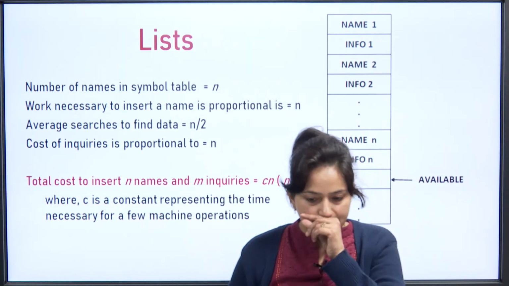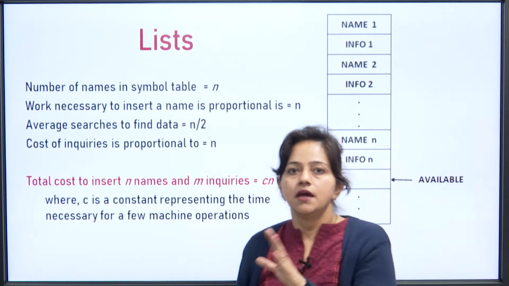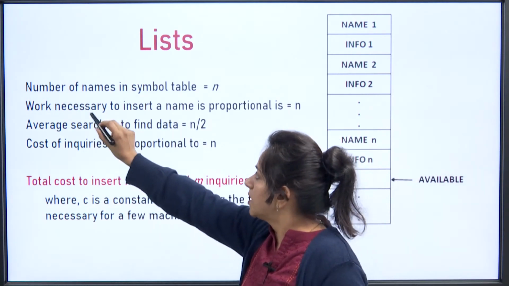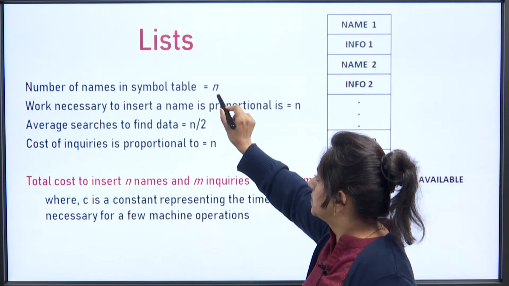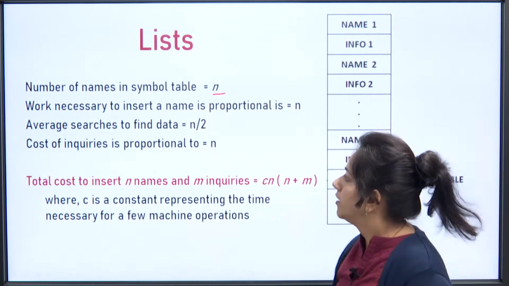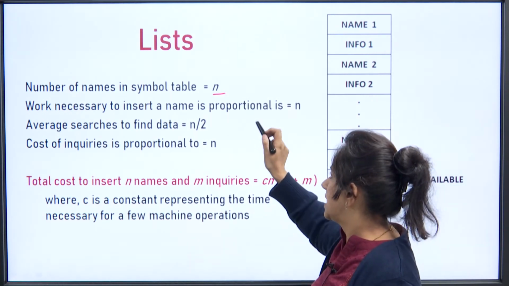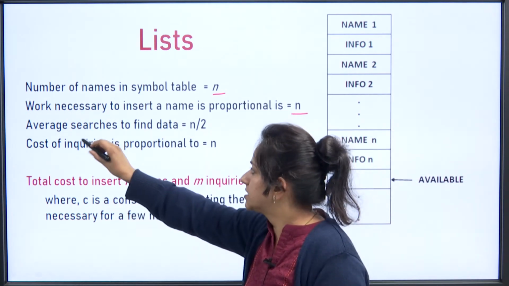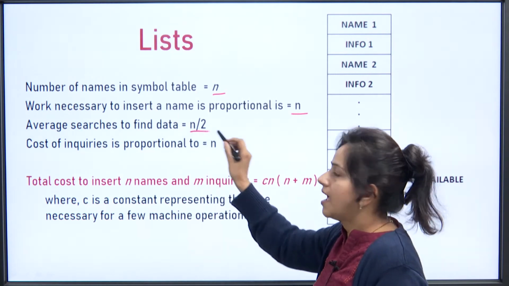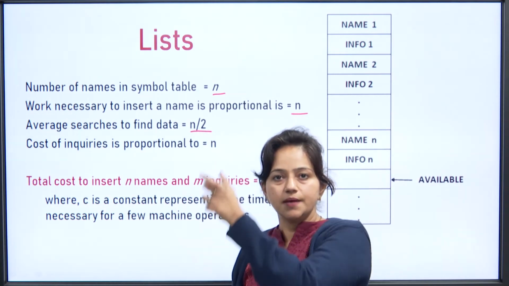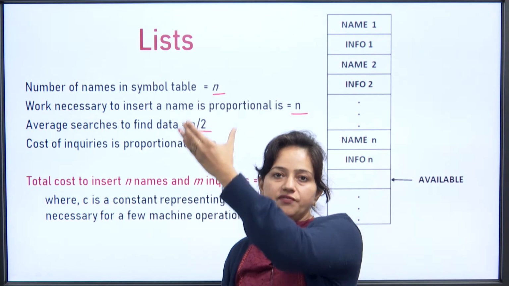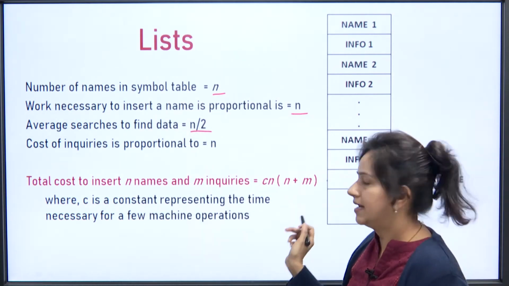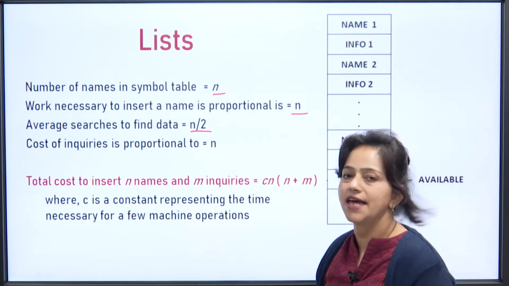Alright. Now, next, for the list we will analyze the complexity. Suppose n records are in the symbol table. The work necessary to insert a name is proportional to n. On average, the search to find the data takes n by 2. Suppose we are searching for a name, then after scanning half of the number of items we find the particular record. So, we can say this is n by 2.